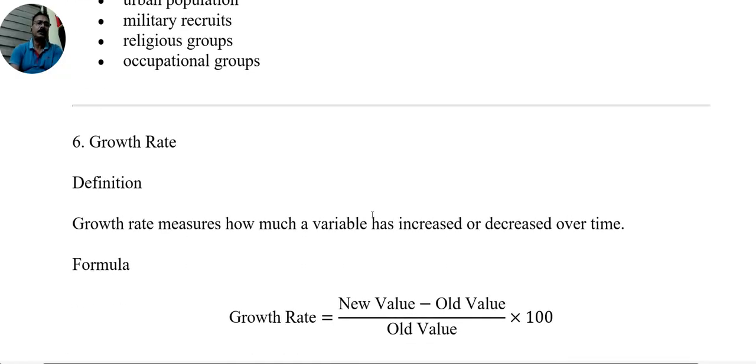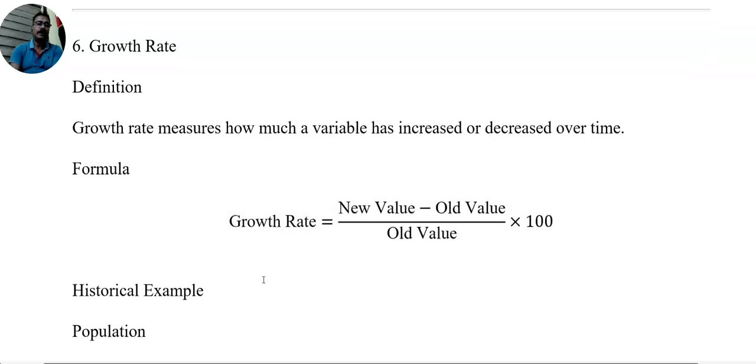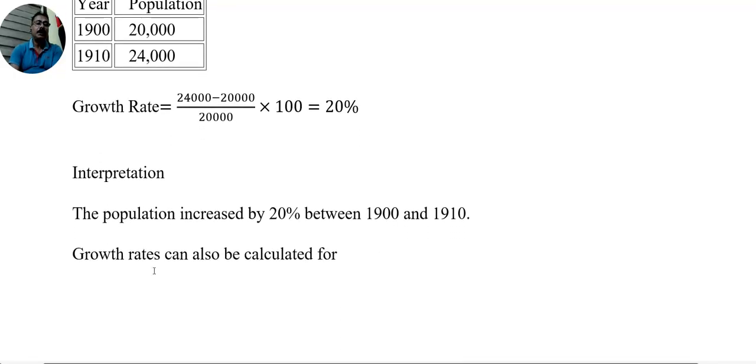Growth rate. Definition: growth rate measures how much a variable has increased or decreased over time. Now what is the formula? The formula of growth rate is new value minus old value, divided by old value, into 100. The historical example: the population in 1900 was this, and in 1910 this. So how can we calculate the growth rate? Final value minus initial value divided by initial value into 100 gives 20%. How can we interpret it? The population increased by 20% between these two periods, 1900 and 1910. Within these 10 years, a 20% increase of population.